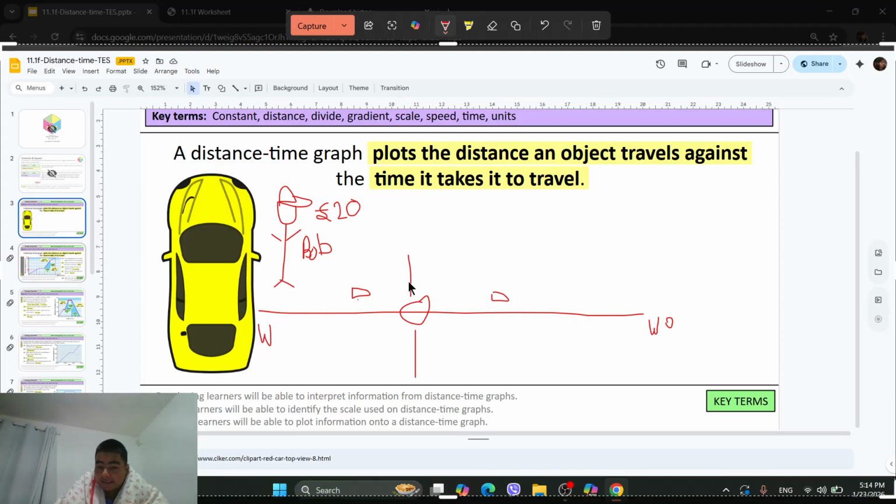And we have exactly that tool that we are going to be discussing today in this class, and that is the distance-time graph. It plots the distance an object travels against the time it takes to travel. So let's take a look at it.